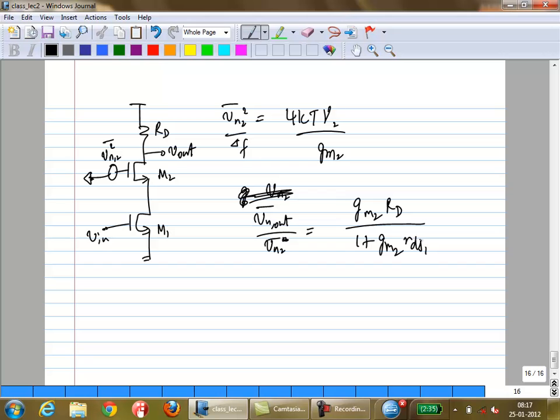RDS1 is very large compared to the other resistances in the circuit. So what is the effective transconductance? Extremely small. Okay? So the gain is extremely small. So in other words, this transistor does not produce a lot of noise at the output. That is another way of looking at it. Okay?